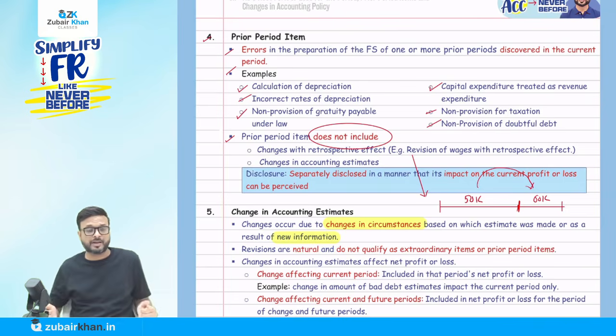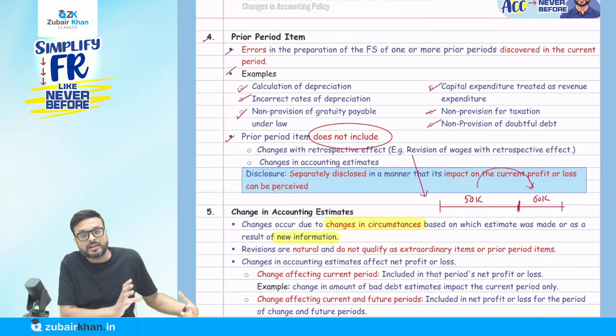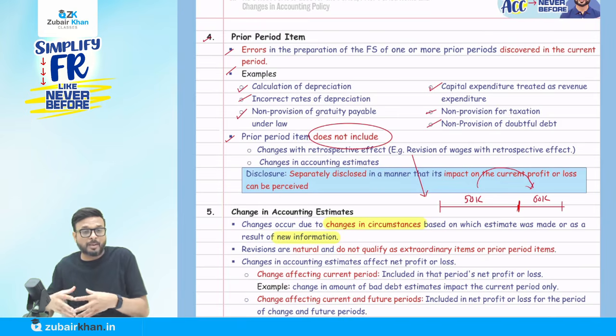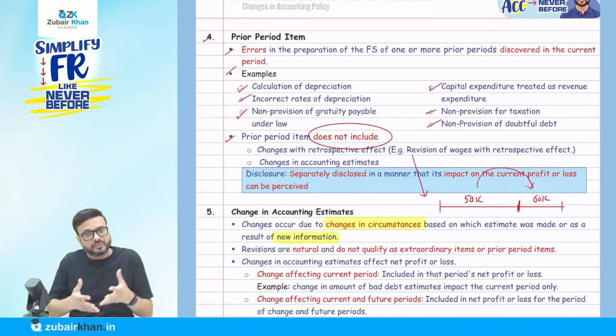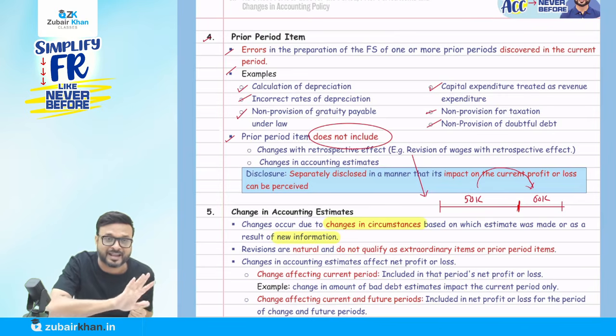No, it is not a prior period item. At that time, in the last 8 years, we knew that the salary was only 50,000, so we recorded only 50. Now you are making the changes and telling us that we have to give the effect here. So it is not a prior period item.